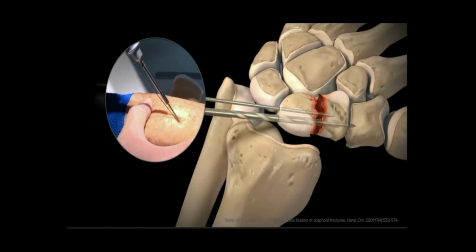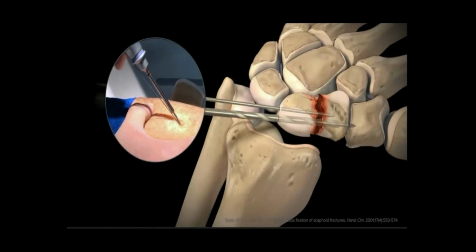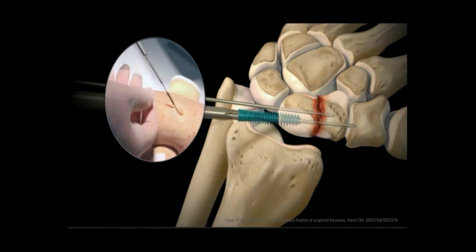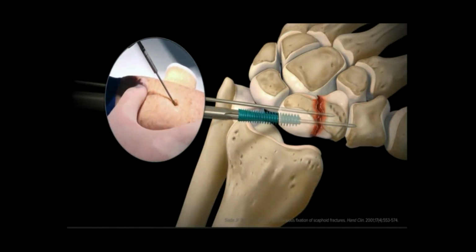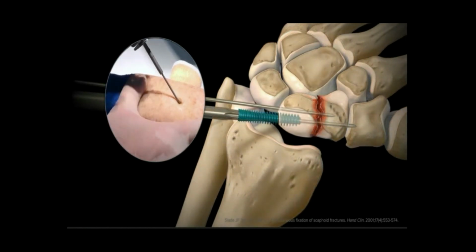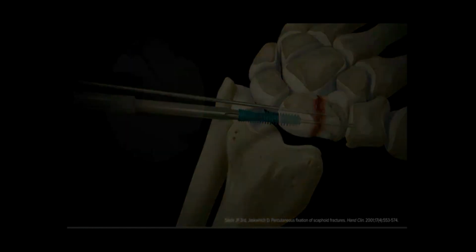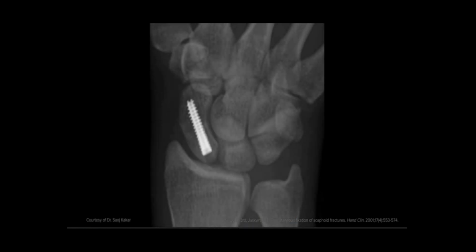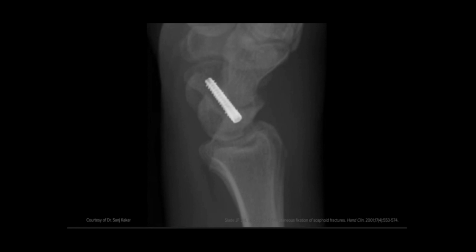Over-drill the central guide wire until it reaches the far cortex. Using the appropriate driver, insert and advance the screw until it is completely seated and compression occurs. Confirm placement and length of the screw on imaging, ensuring that both the leading and trailing edges of the screw are not protruding out of the scaphoid. If you are satisfied with the stability of the scaphoid, remove both guide wires.